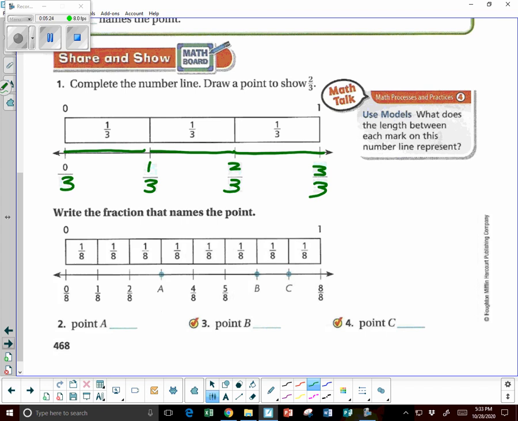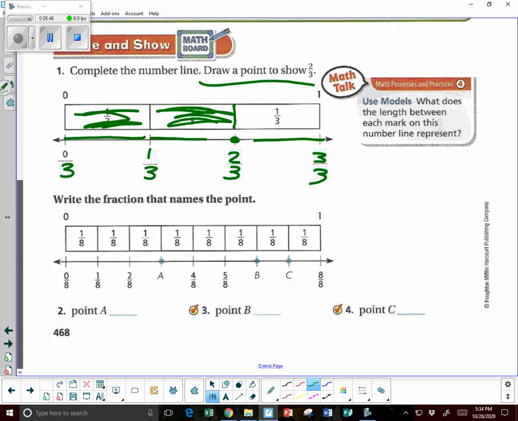Okay, but then it says, draw a point to show 2/3. Well, where is 2/3? Right here. 1/3, 2/3. Where does it end? Right here at this point. That is 2/3. That's where your point should be. Okay? All right. Write the fraction that names the point.